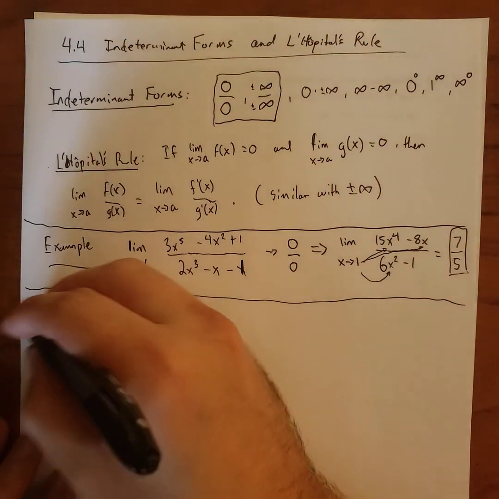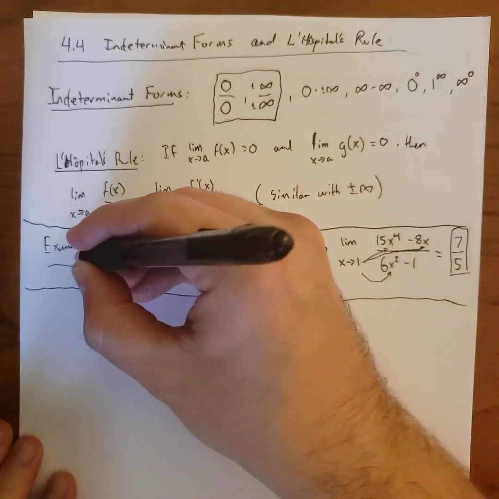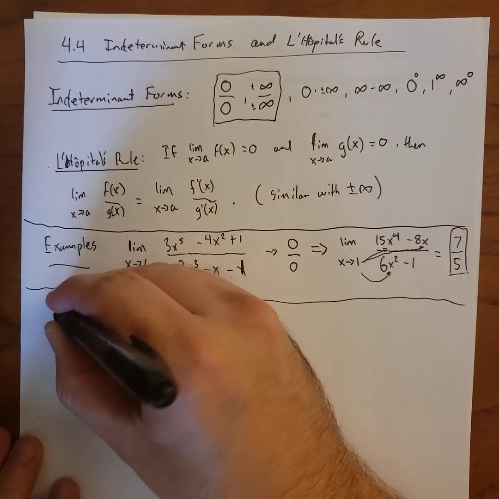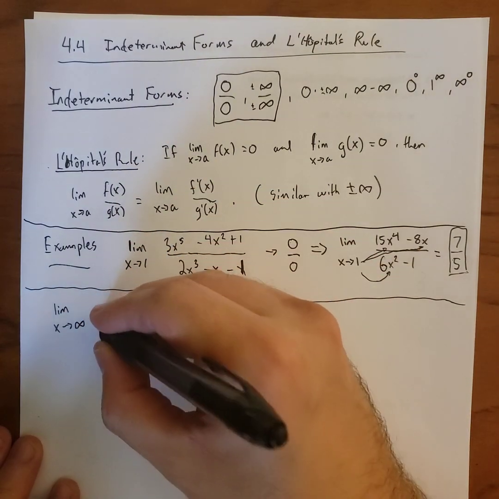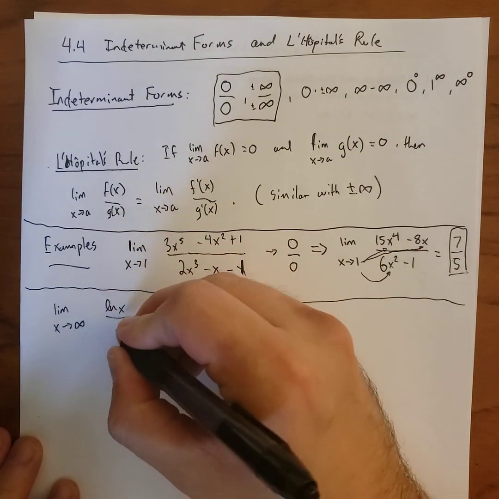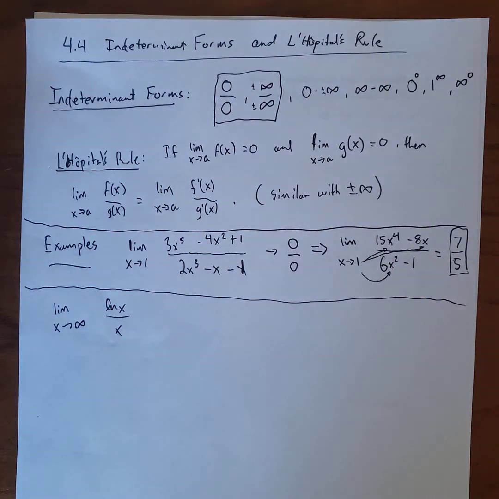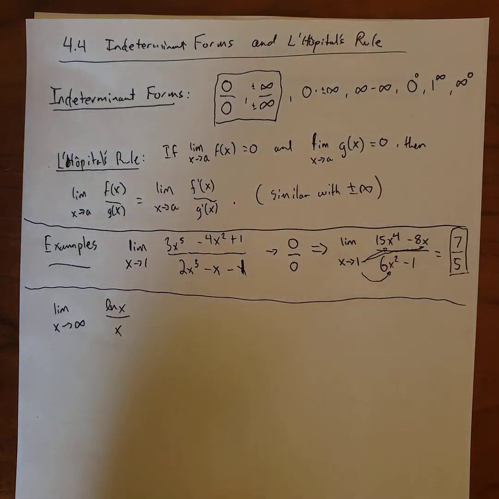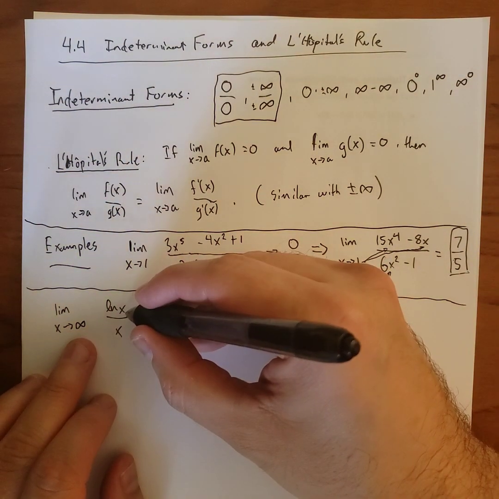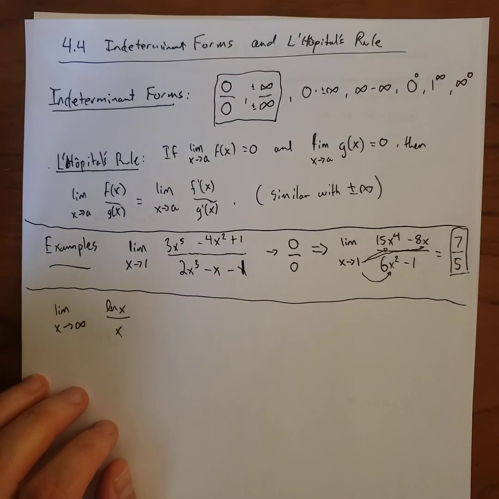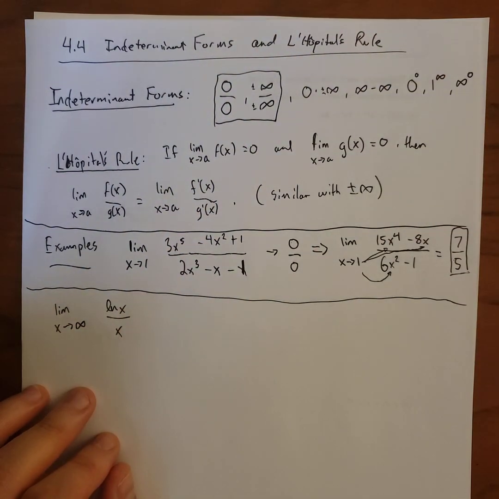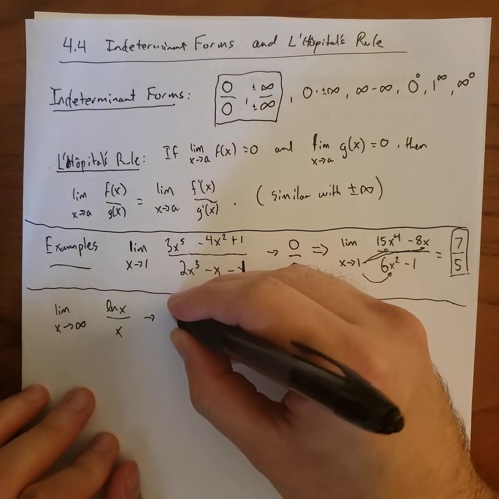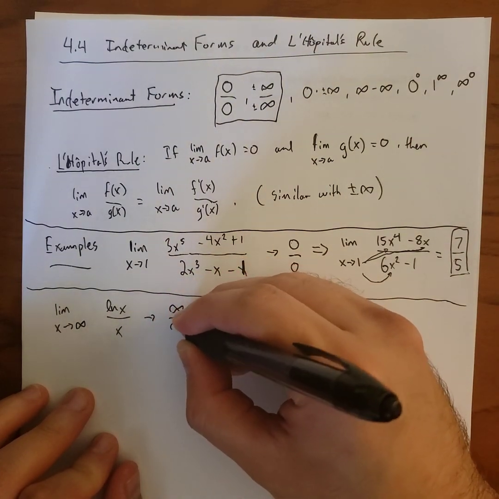Okay, let's look at one with infinity. I'll just put examples here, so we'll continue on. So limit as x goes to infinity of the natural log of x over x. So here we have, as x goes to infinity, natural log of x also goes to infinity. And as x goes to infinity, x goes to infinity. So this is looking like infinity over infinity.